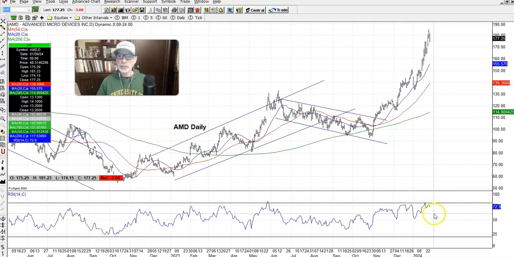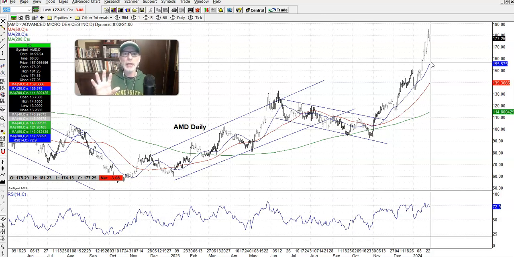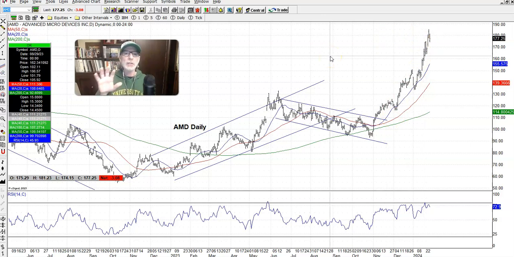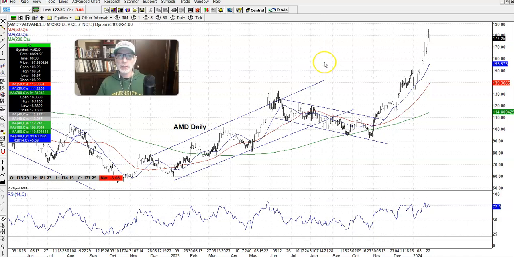We need the RSI to come back more into the middle of the range here. And then if it possibly connects with the 20-day moving average, that could be your next signal of, okay, this could be a higher probability area for me to get long AMD. But I wouldn't be a buyer up here at this moment. It's just gotten a little bit too ahead of itself. Okay, so you need to consider these things before jumping in.